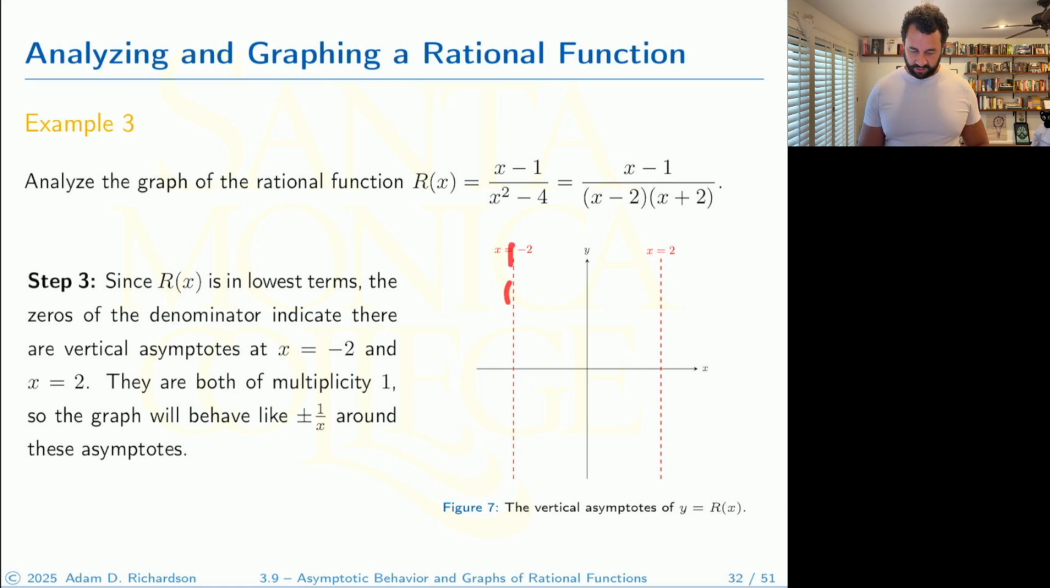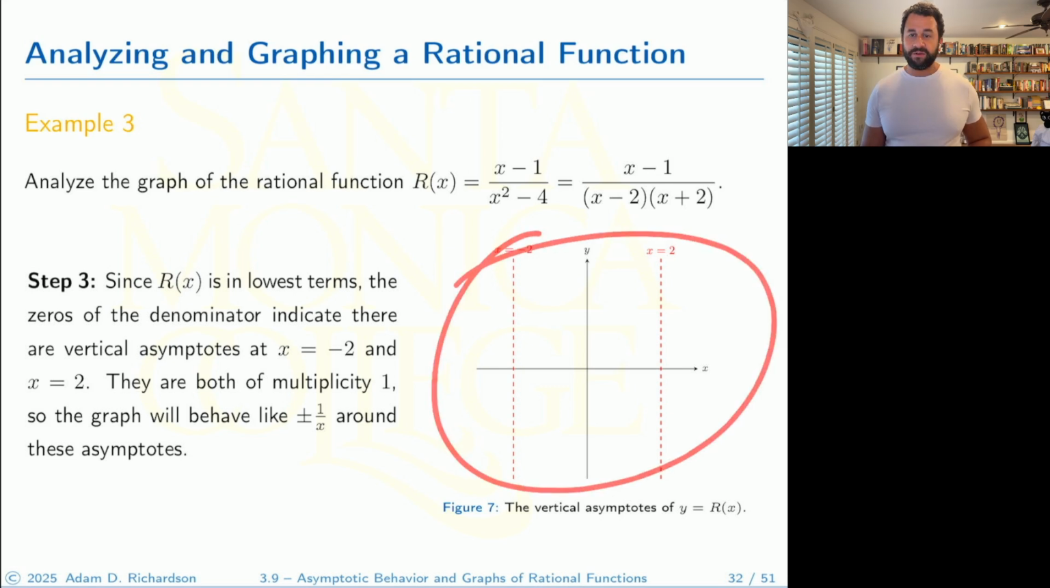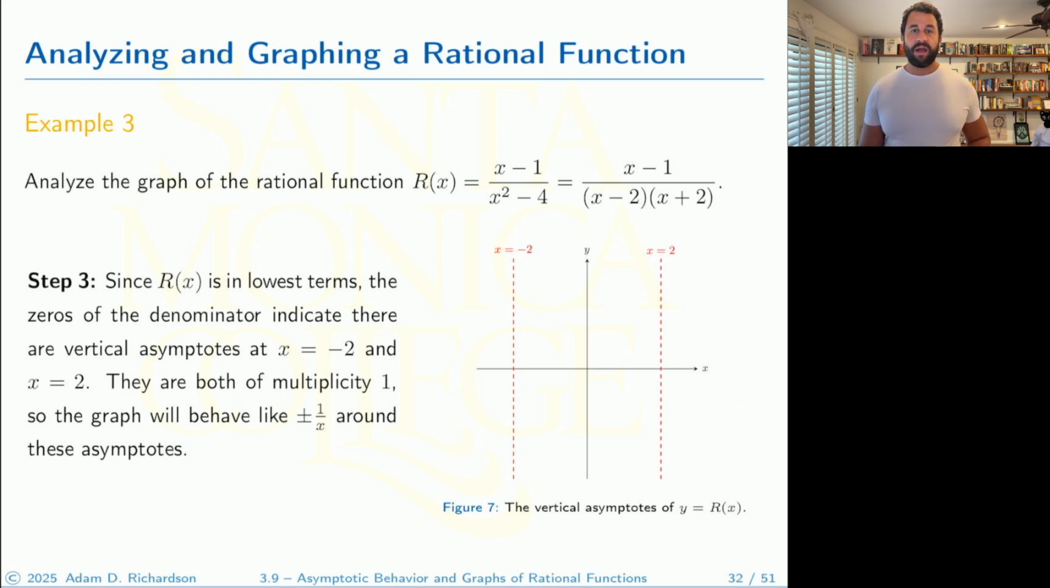Let's start by sketching those vertical asymptotes. Get a template going, right? So we're going to do those right there. Now the multiplicity of these two things is 1, and that's odd, so we know now that around these asymptotes, the graph is going to look like 1 over x plus or minus, right? And in fact, because we know the end behavior is also going to be like 1 over x, we know that this is going to roughly look like this and this and this.